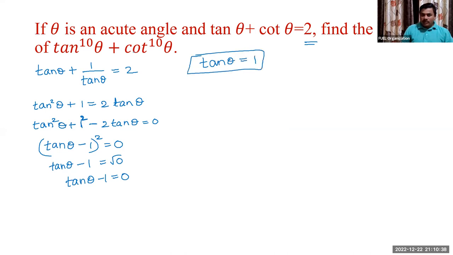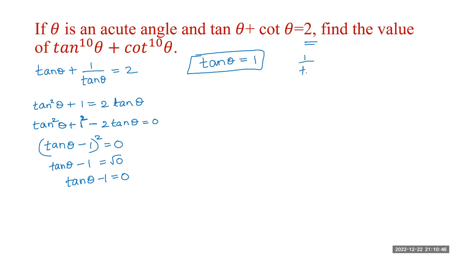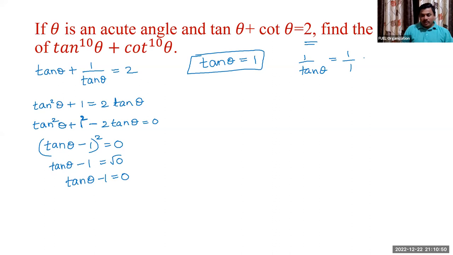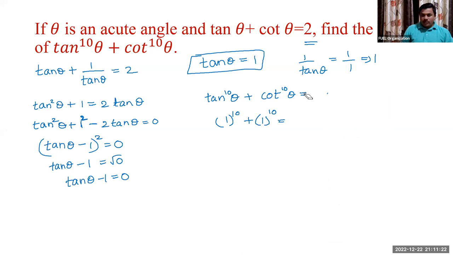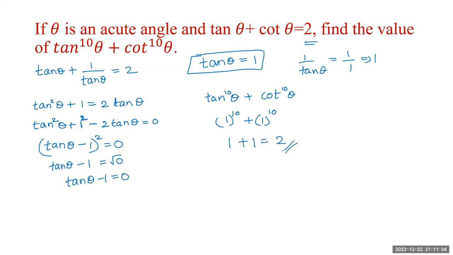We know the value, so I will substitute it over here. Tan theta is 1 means cot theta I will also get as 1 only, since 1 by tan theta is 1 by 1. So tan raised to 10 theta plus cot raised to 10 theta: tan raised to 10 theta is 1 raised to 10, plus 1 raised to 10. So 1 raised to 10 is 1 plus 1 raised to 10 is 1. The final answer value will be 2. Very good, correct answer.